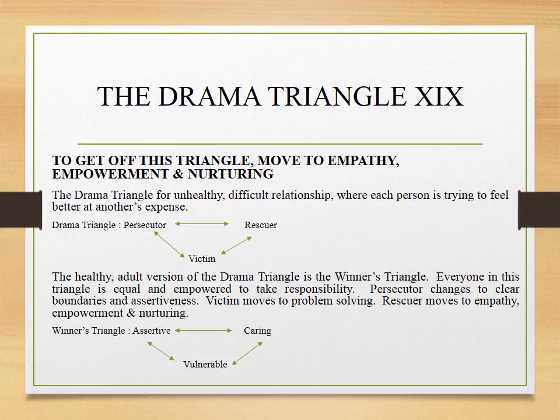The drama triangle is an unhealthy, difficult relationship where each person is trying to feel better at another's expense. Drama triangle: persecutor, rescuer, victim. The healthy, adult version of the drama triangle is the winner's triangle. Everyone in this triangle is equal and empowered to take responsibility. Persecutor changes to clear boundaries and assertiveness. Victim moves to problem solving. Rescuer moves to empathy, empowerment and nurturing. Winner's triangle: assertive, caring, vulnerable.